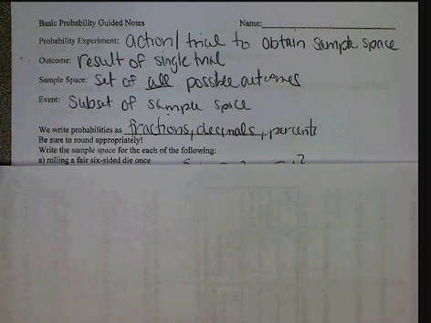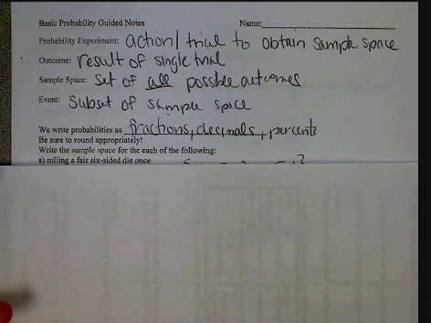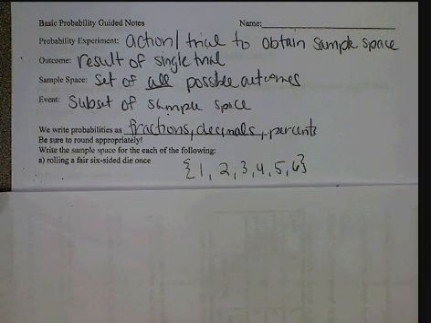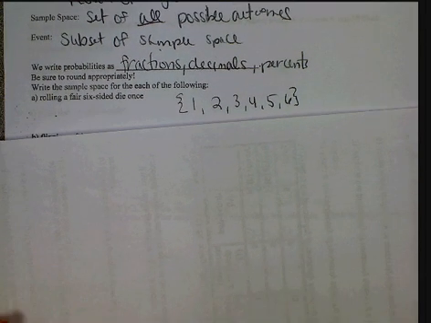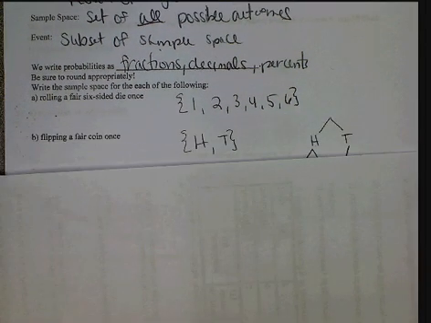So when you roll a 6-sided die, the outcomes are the faces of the die, which would be {1, 2, 3, 4, 5, 6}. Notice I did use set notation there because it is just a list. Next we're looking at flipping a fair coin. And of course, we've actually already mentioned this. Our sample space would be {heads, tails}.